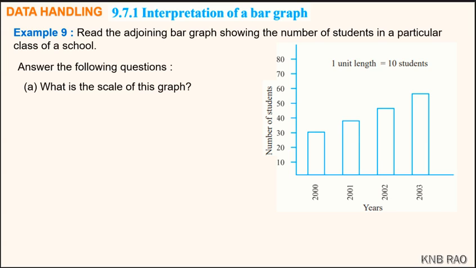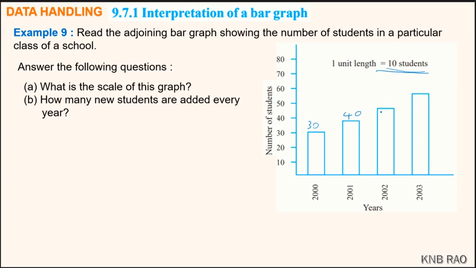Question number 1. What is the scale of this graph? Obviously, the scale of this graph is 10 students. How many new students are added every year? You could observe here in 2000, 30 students were there, whereas in 2001, 40 students, in 2002, 50 students, in 2003, 60 students are there. That means every year 10 students are getting added.